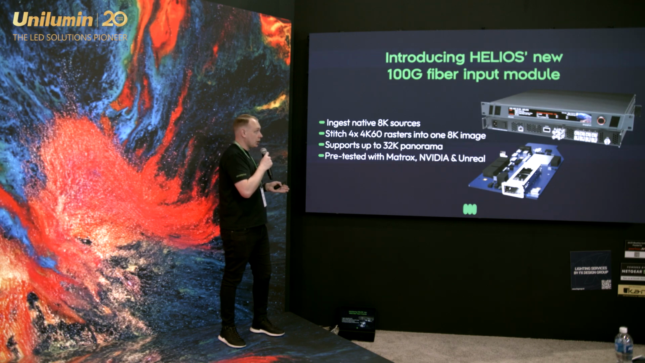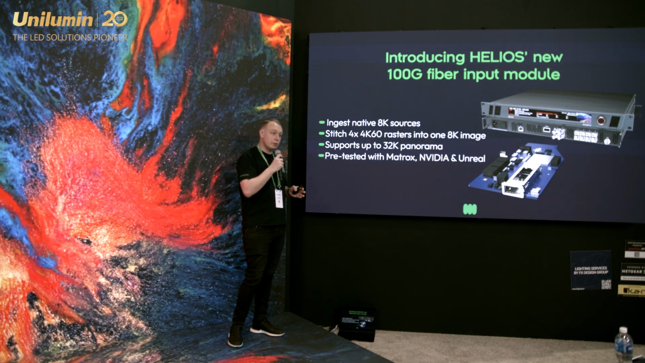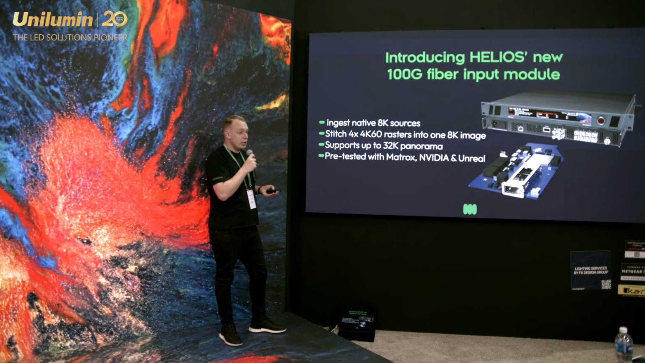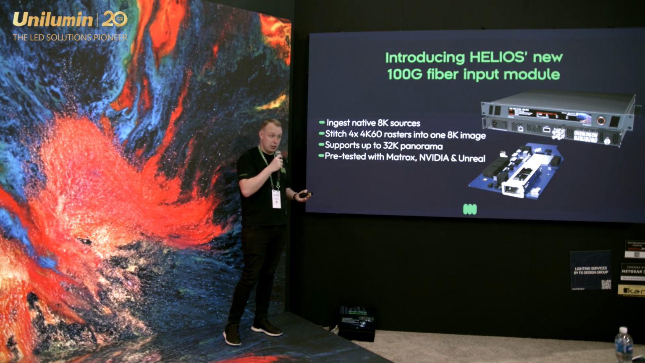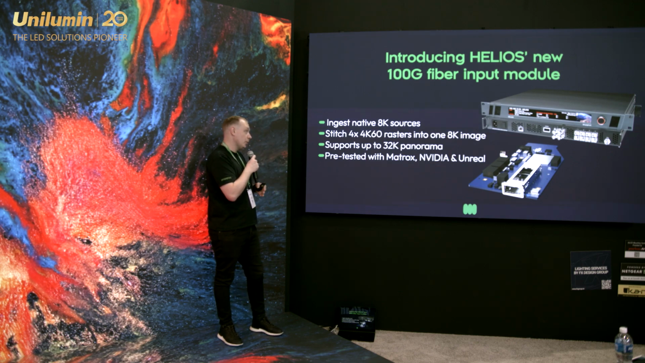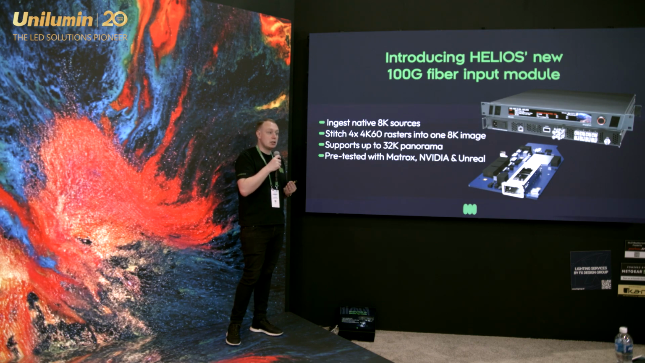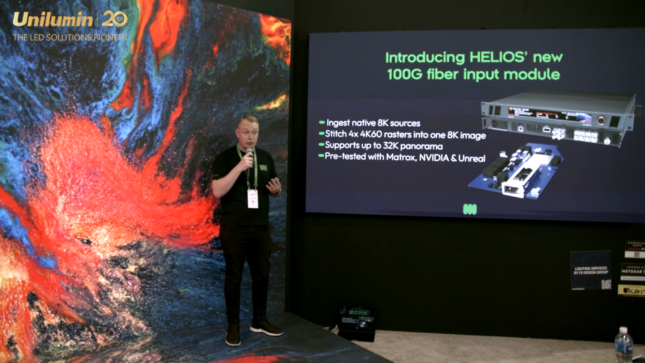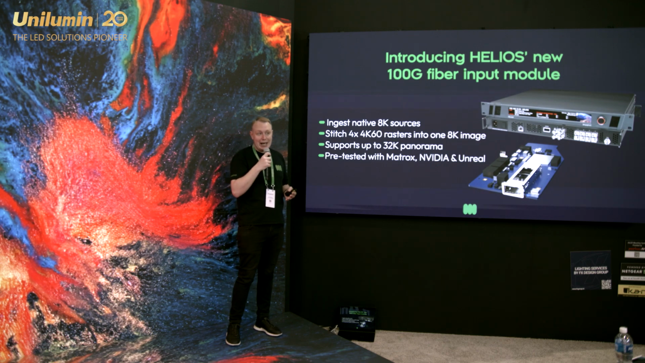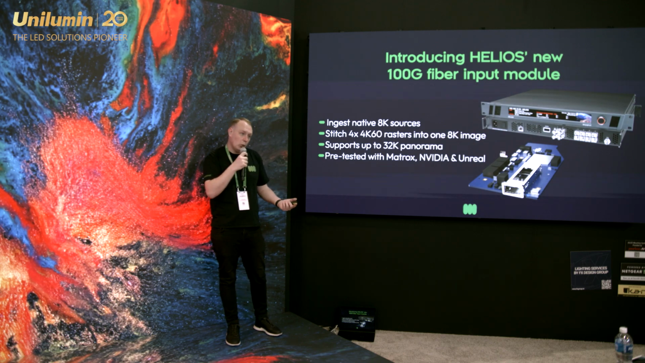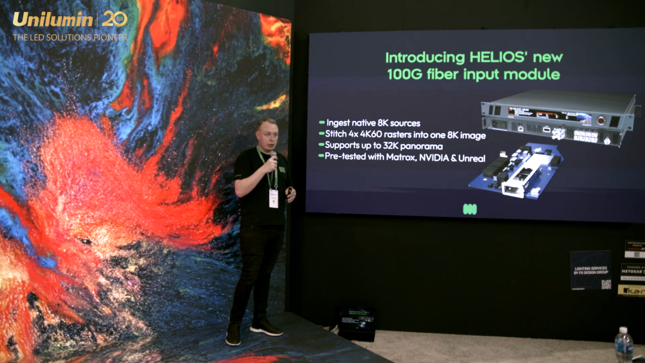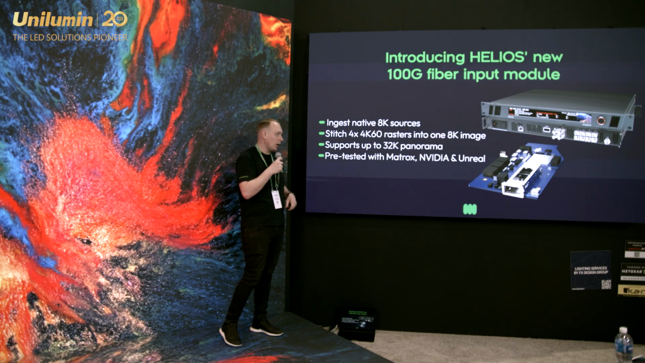So we launched last year a 100G fiber input module for Helios. It's capable of ingesting 8K natively. You can do 4K 60 rasters as well to combine 4K images into a single 8K if you want to do that. And we also support up to 32K panorama. So because Helios is bandwidth driven rather than raster driven, we don't really care how you use those pixels. You could do 32K wide by 1K tall if you wanted to. We're not limited by the normal 16:9 resolutions that a lot of video processing platforms are limited by.